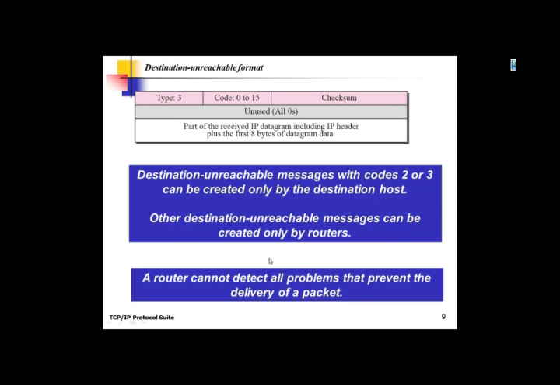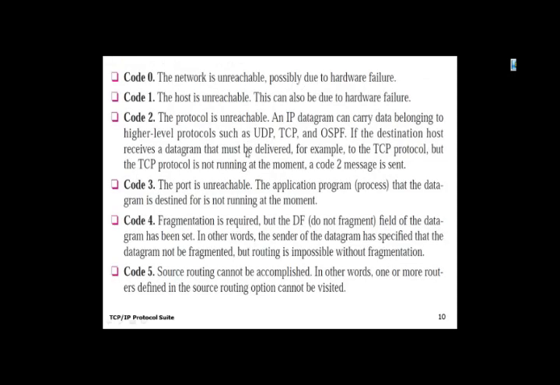Though for this entire communication, when the source wants to send something to the receiver, the TCP/IP protocol suite takes the utmost care that all kinds of errors can be handled, but there is no guarantee that every possible error is detected by the routers. So we'll see one by one the different codes belonging to type 3. Again, keep in mind type 3 is destination not reachable. So code 0 tells that the network is not reachable.